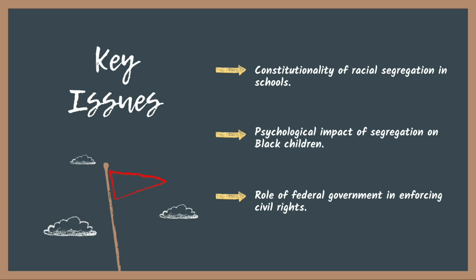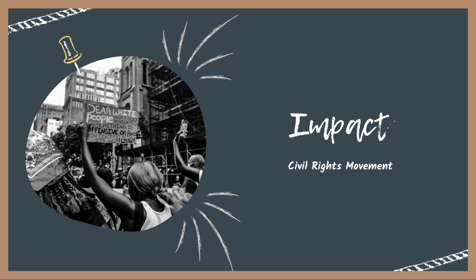The role of the federal government in enforcing civil rights. Southern states fought and resisted for the implementation of no longer having segregated schools. After the government had to interfere, all the states came together and abided by the new law. Impact. This was a huge victory for the civil rights movement. It led to nationwide desegregation efforts.